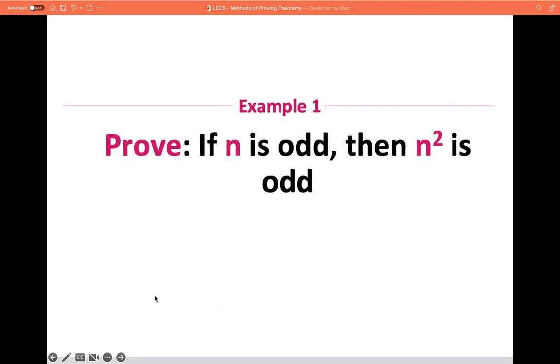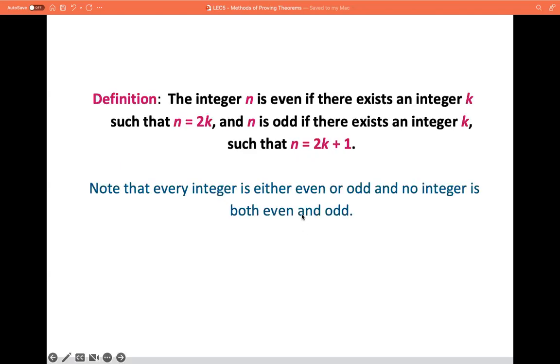So let us have an example. Let us try to prove this theorem: if n is odd, then n squared is odd. So the first thing that we have to do is define what an odd and an even integer is.